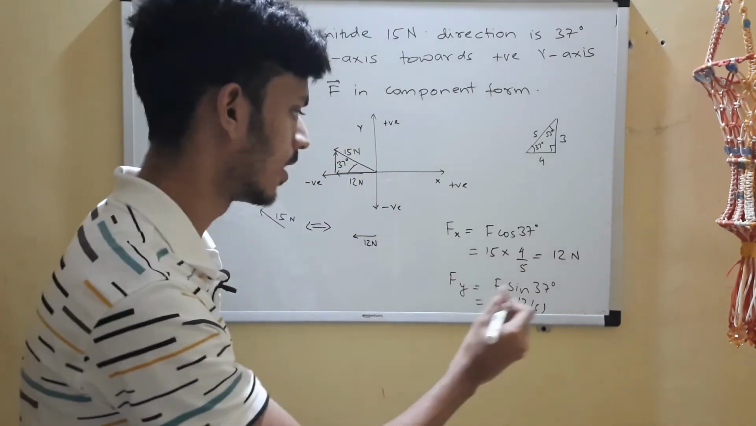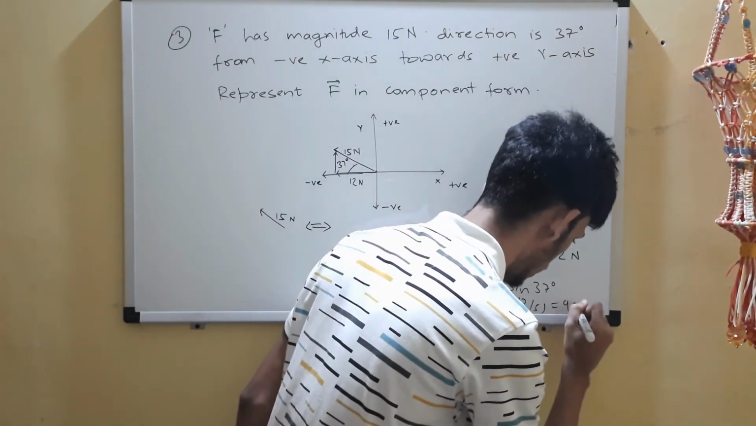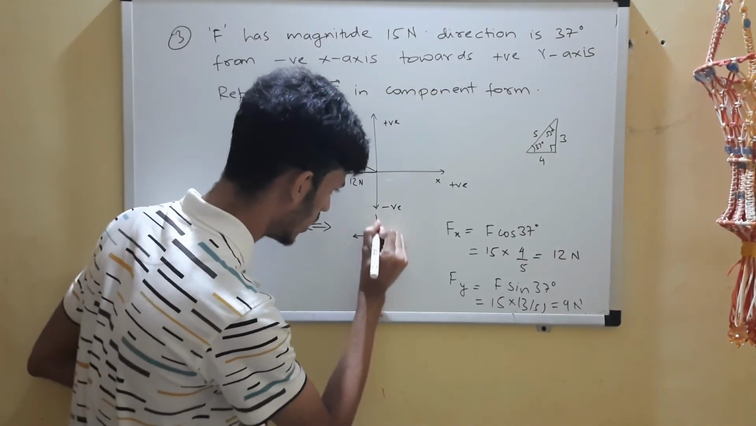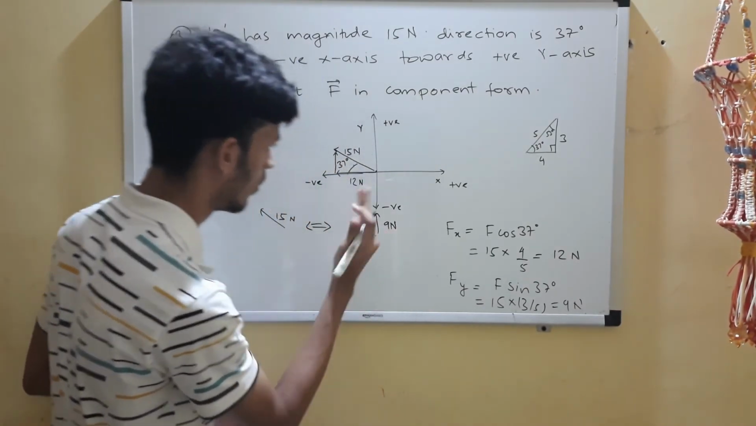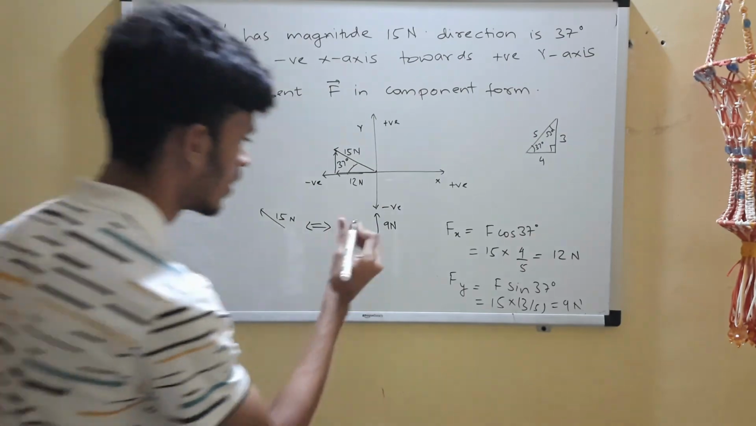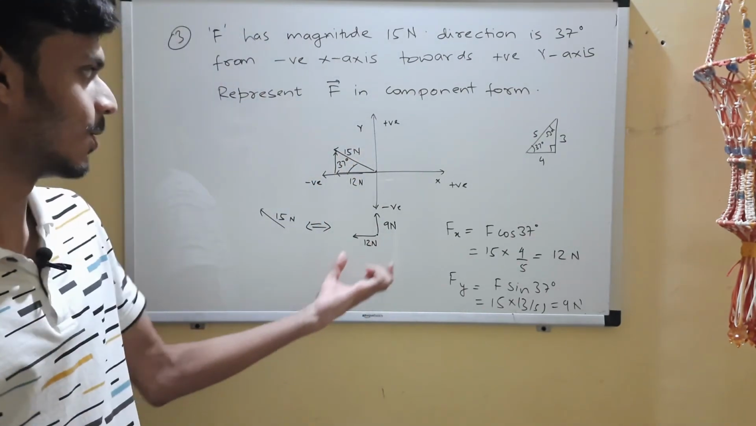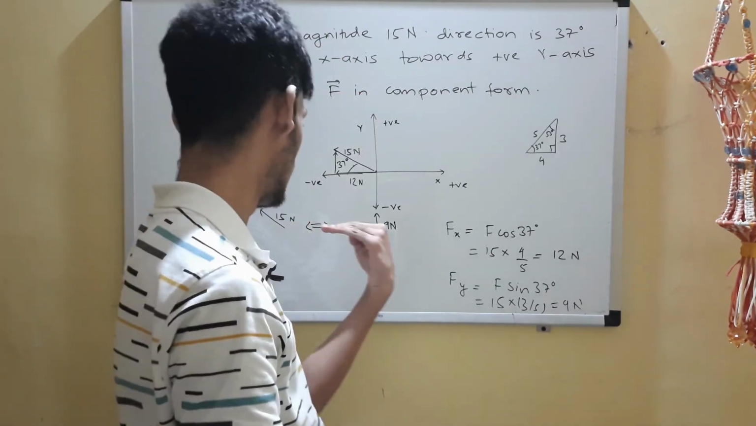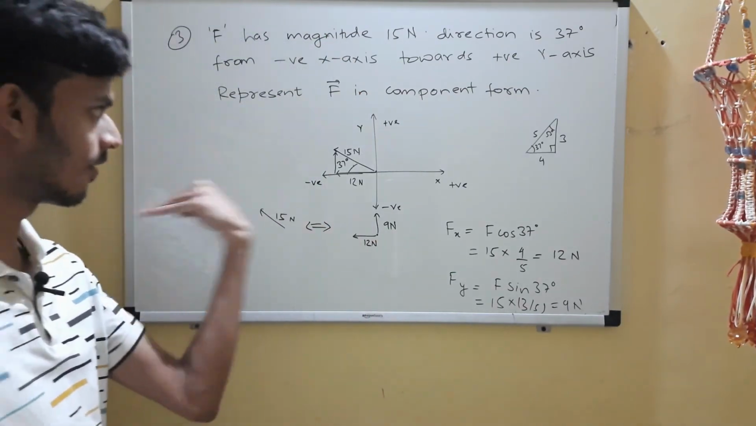So 5 3s are... 3 3s are 9, right? 9 newtons. Okay, so the y component you can either write it this way, or you can shift it parallelly. Anyways, so you have broken the vector into its components. Now this 9 newton is along positive y-axis and this 12 newton is along negative y-axis.